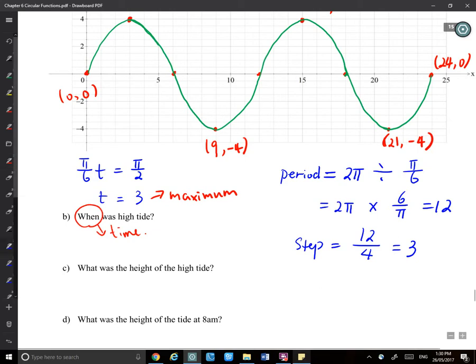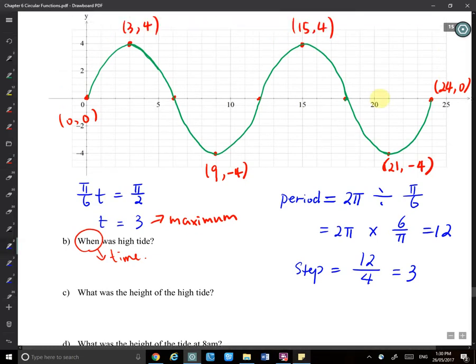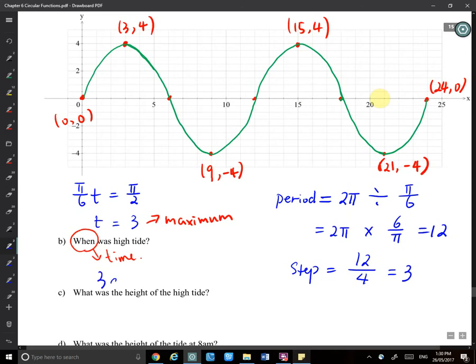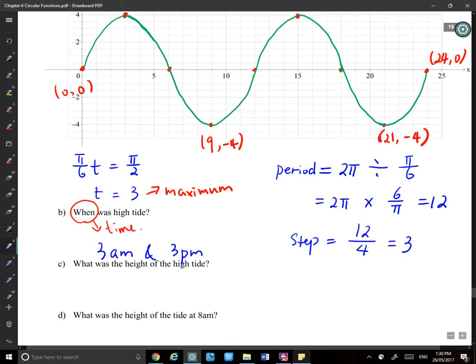So high tide is at t equals 3 and 15. So that's at 3 a.m. and 3 p.m. Okay, 15 hours after midnight is 3 p.m., and 3 hours after midnight is 3 a.m.